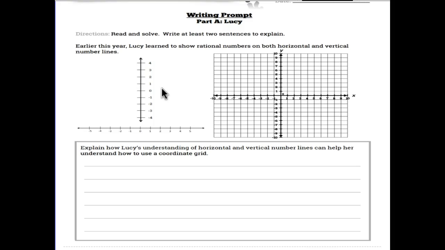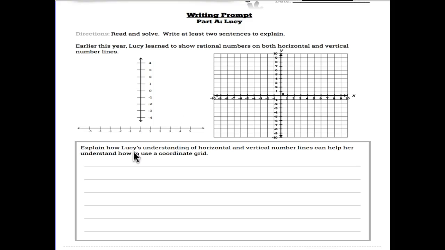When we first started using the number lines, we used a vertical number line, and we used this to show distance or elevation, and we also used it to show temperature, above 0 and below 0. And then we also used a horizontal number line. Well, if you look at the coordinate plane, you have a vertical number line and you have a horizontal number line. So think about what you did when you were plotting numbers on a vertical or a horizontal number line.